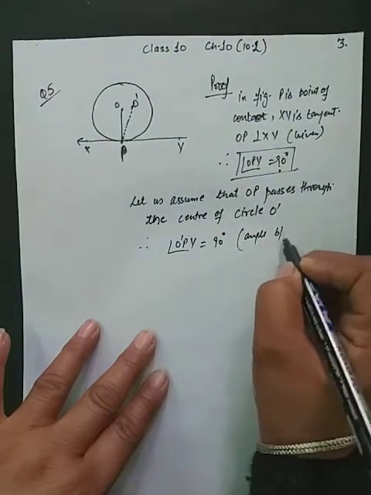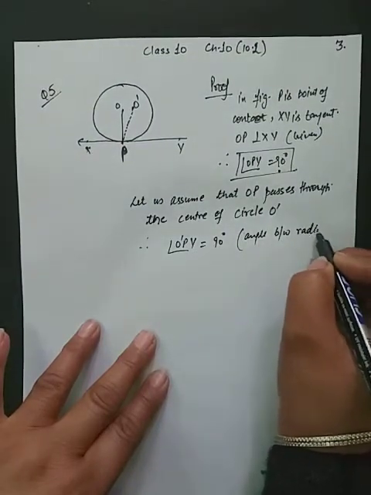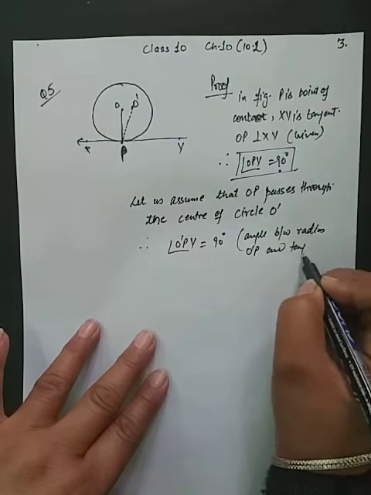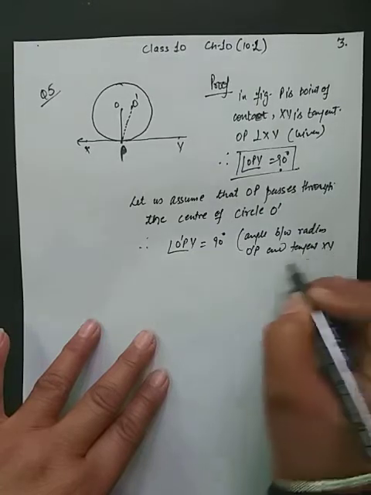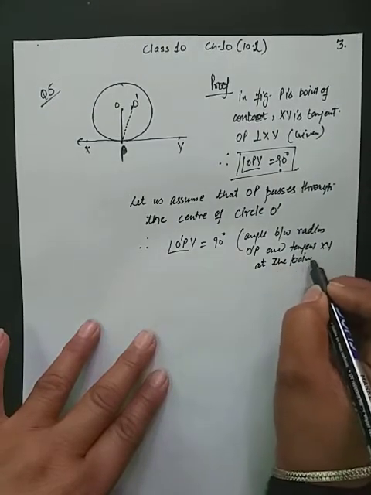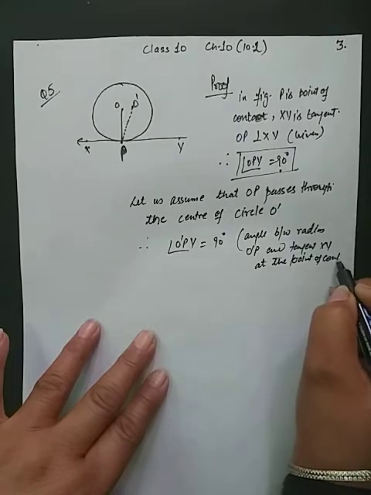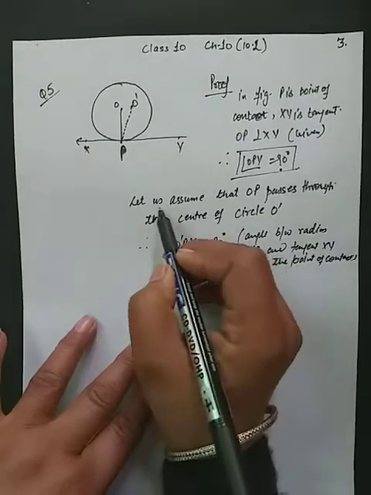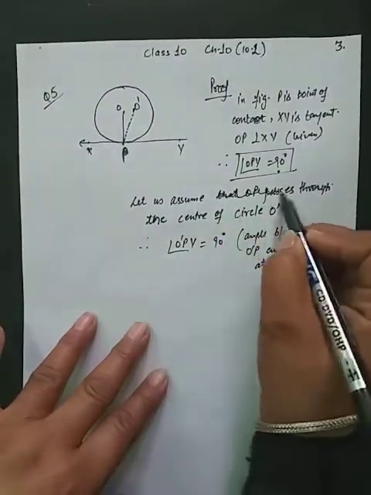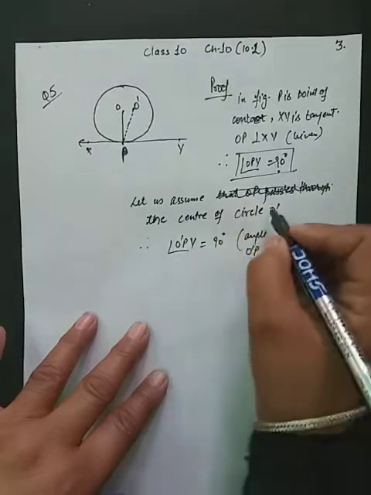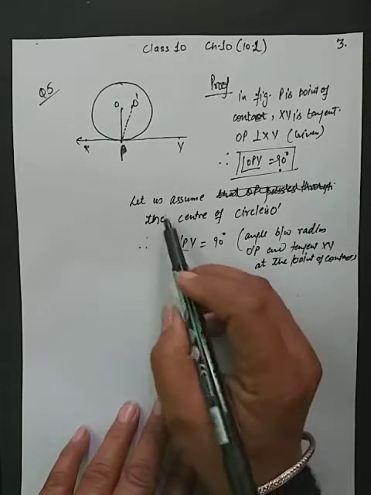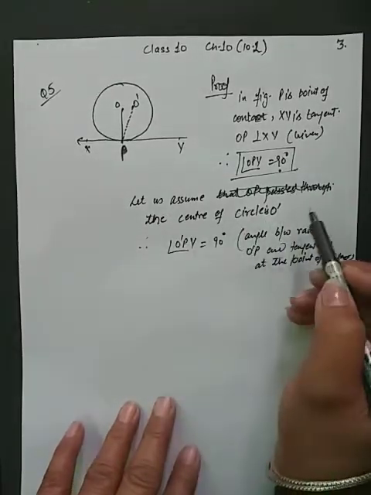Angle between radius O dash P and tangent XY at the point of contact. Here we can write, let us assume the center of circle is O dash. We have changed our construction. Let us assume that the center of the circle is O dash.